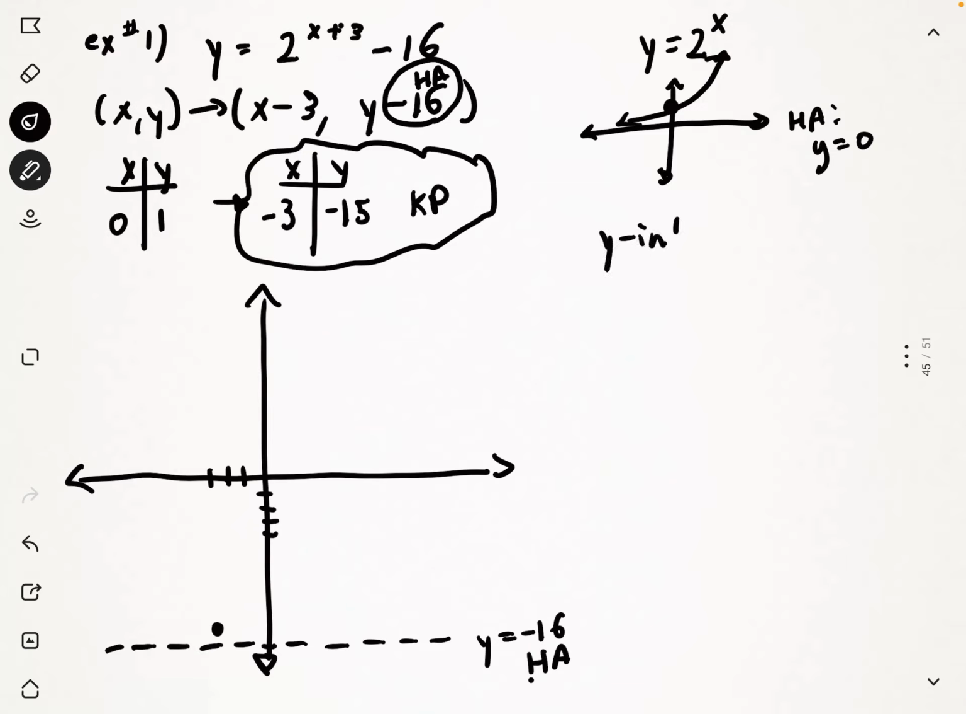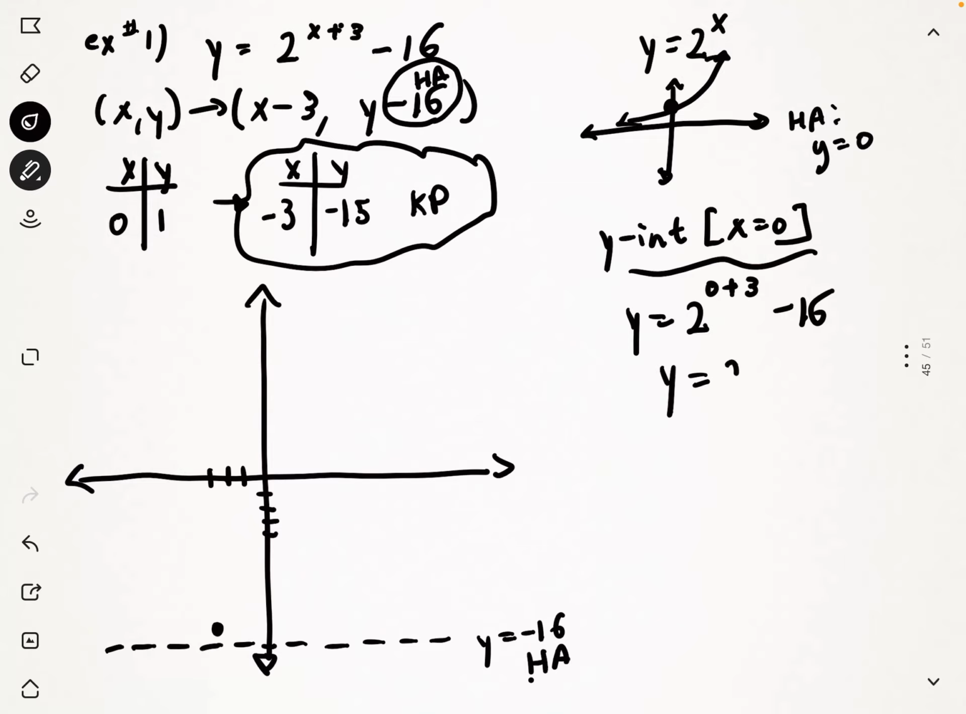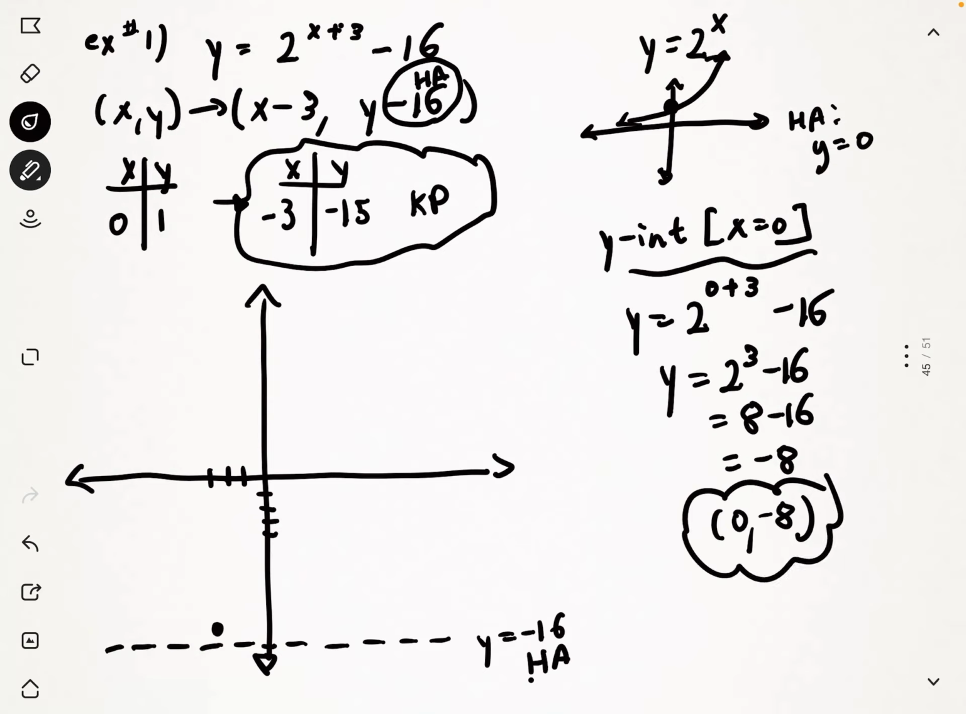Let's get a y-intercept. Y-intercept is to plug in 0 for x. So we would have y is equal to 2 to the power of 0 plus 3 minus 16. So we have 2 to the 3, which of course is equal to 8. 8 minus 16 is a negative 8. So we now have our y-intercept of (0, -8). Approximate it right there somewhere at negative 8. And that's another point on the graph.